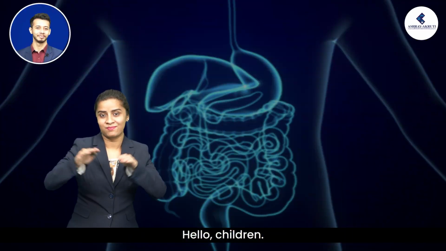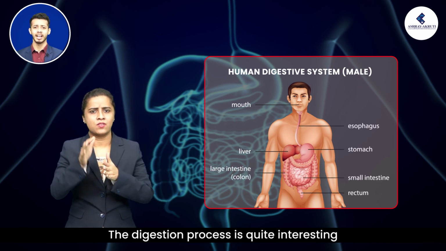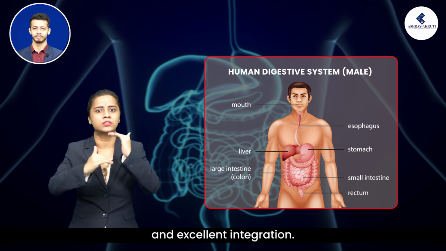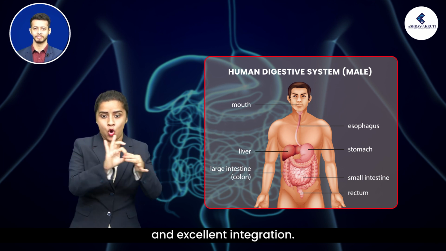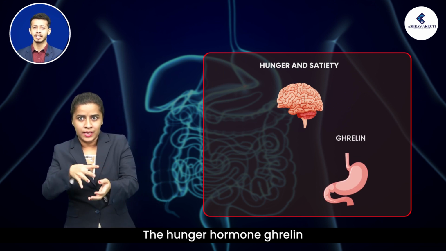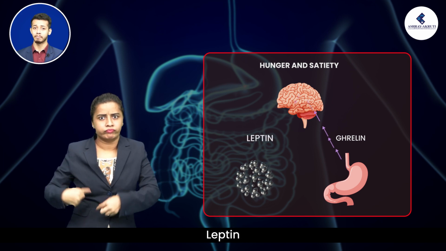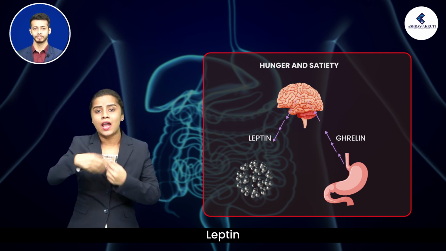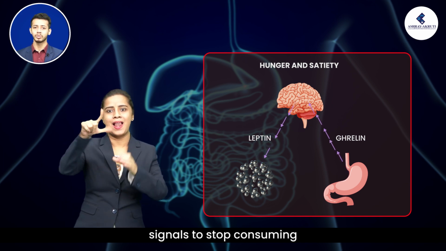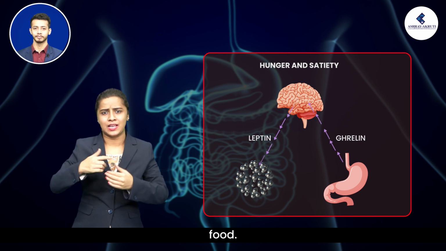Hello children! The digestion process is quite interesting, with complex steps and excellent integration. The hunger hormone, ghrelin, signals the brain to consume food, and the satiety hormone, leptin, signals to stop consuming food.